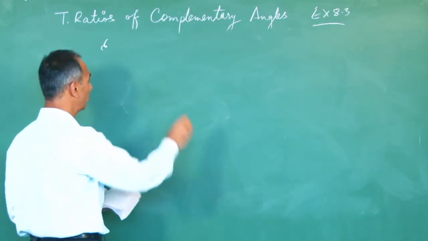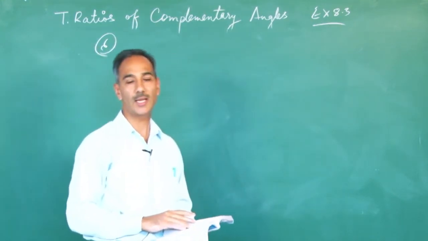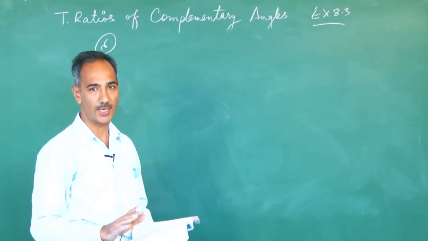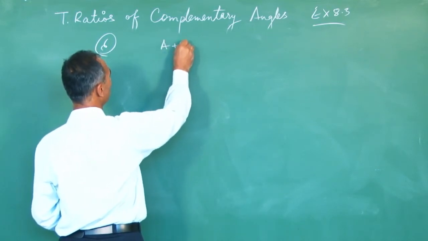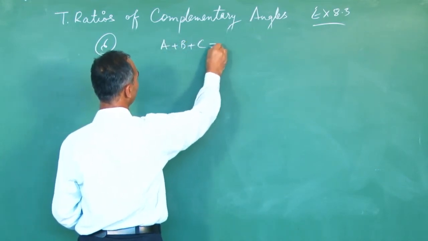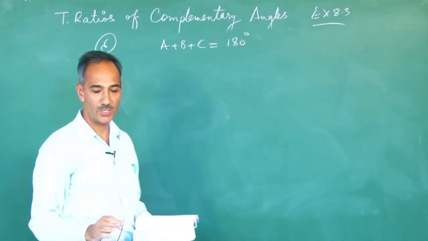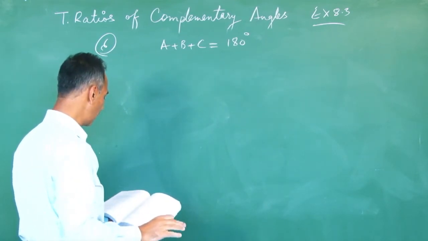So I'll be taking question number 6. It says if A, B, C are interior angles of a triangle ABC, that means A plus B plus C is 180 degrees. No need to draw the diagram. A, B, C are interior angles of a triangle, so A plus B plus C is 180.